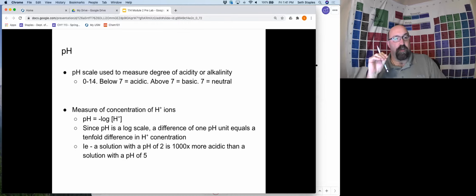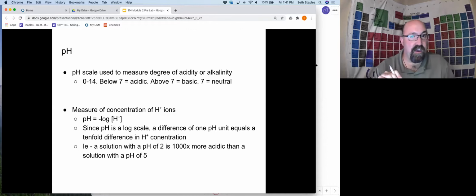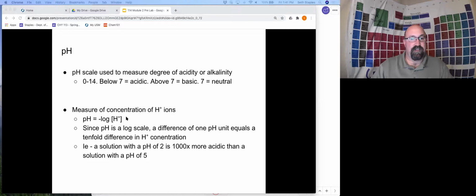Like I mentioned earlier, pH is a measure of the concentration of our H plus ions. And so this is how we actually calculate it: pH is the negative log of H plus. If you haven't seen these brackets yet, these brackets just mean molarity. And so pH is the negative log of the molarity of our H plus.